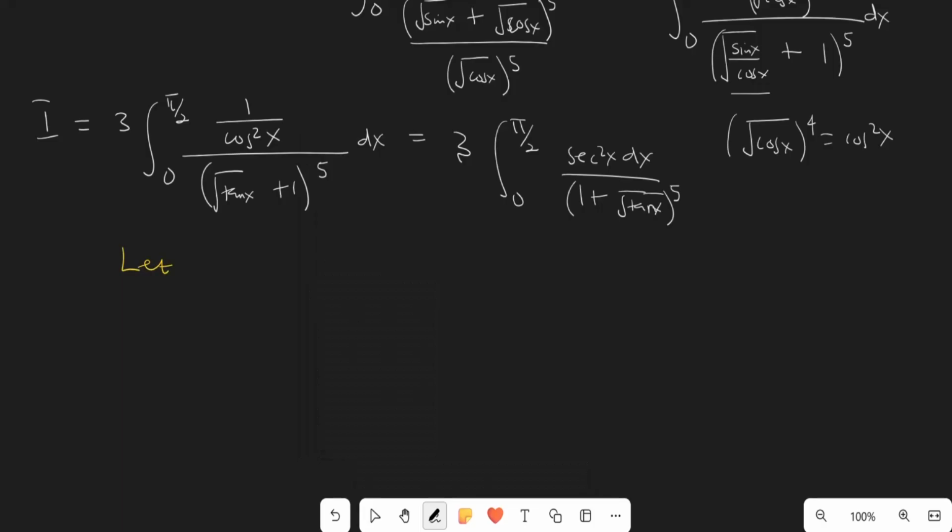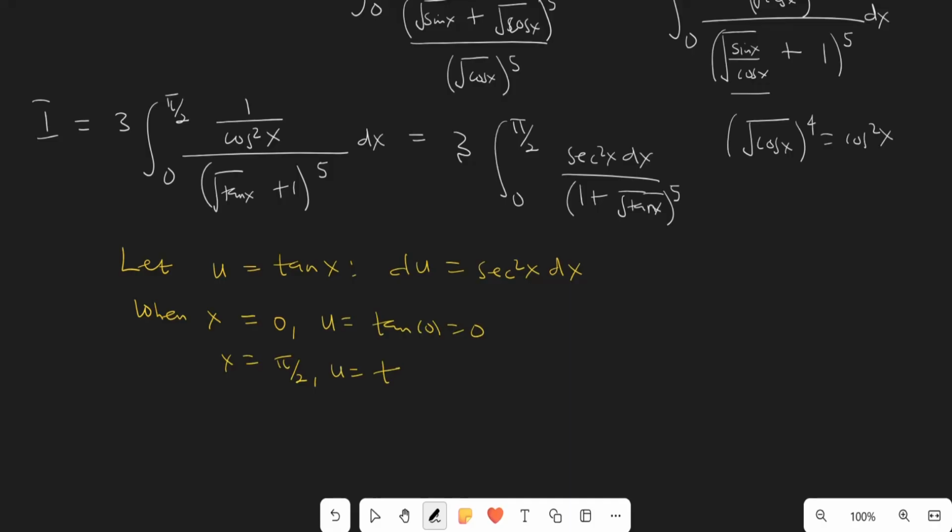So we can let u be equal to the tan of x. So du is going to be secant square x dx. In place of secant square x dx in the numerator, we can replace that with du. What about the change in limits? When x is equal to 0, that is the lower limit, u is going to be the tan of 0, which is 0. When x is equal to pi over 2, u is going to be the tan of pi over 2, that's tan of 90, which is infinity.